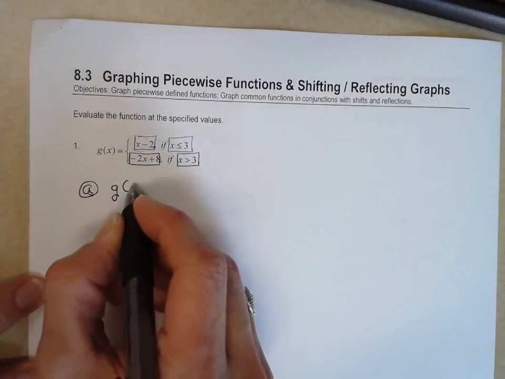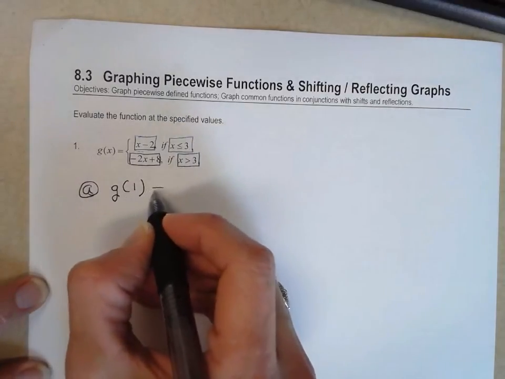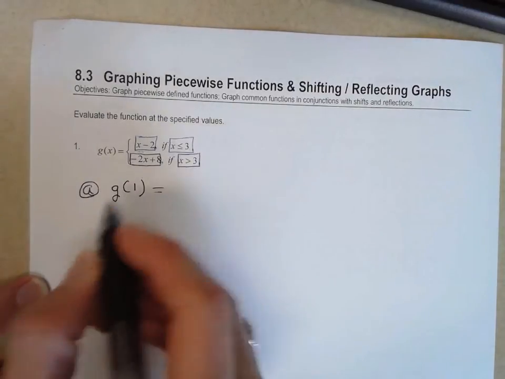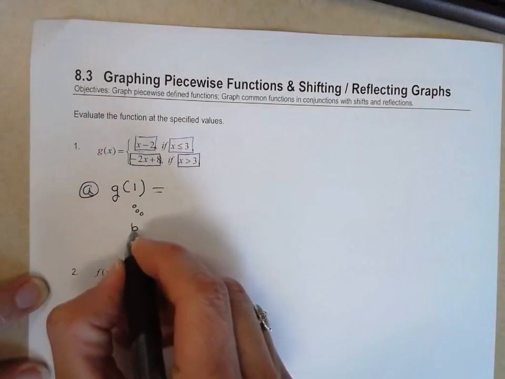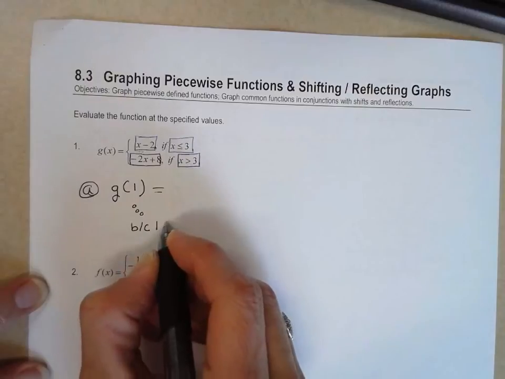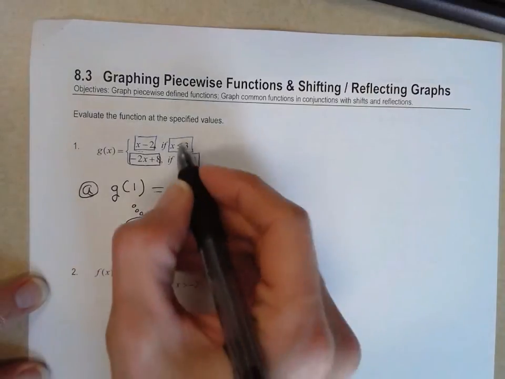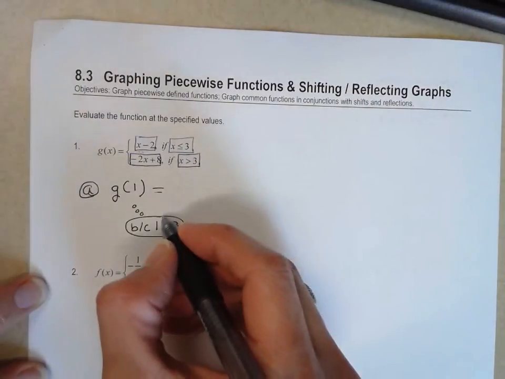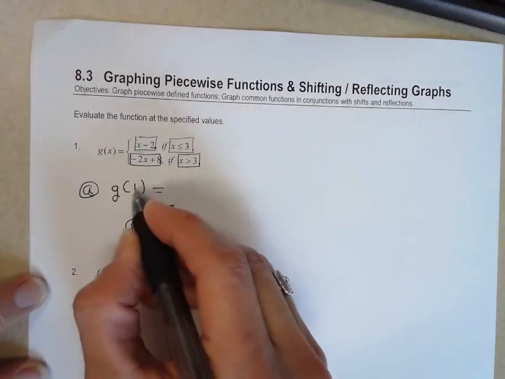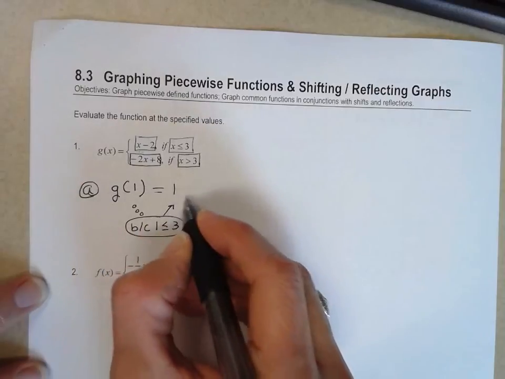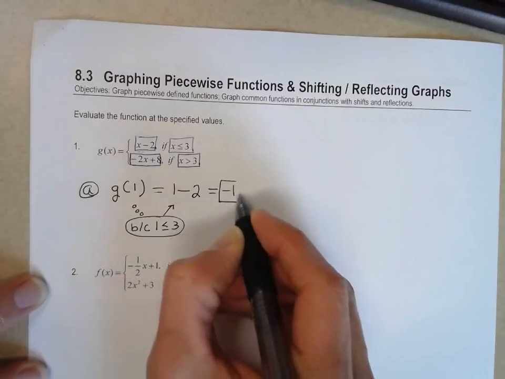So if I said evaluate g of 1, because 1 is less than or equal to 3, this is not something that you would have to show me, but we could say because 1 is less than or equal to 3, that tells us to plug into the top rule. So this tells us to plug into the x minus 2 rule. So in for x is 1, so 1 minus 2, we get negative 1.